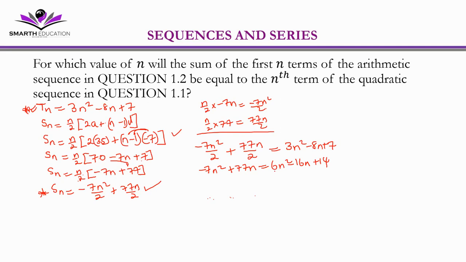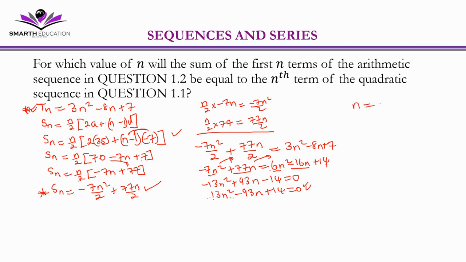Let's simplify this. Right, let's bring 6n squared to the left hand side. It becomes negative 7n squared minus 6n squared, which is negative 13n squared. And then 77n plus 16n is 93n. So it's positive 93. And then we bring 14 to the left hand side, becomes negative 14, is equal to 0. And then let's just divide everything by negative 1. So it's 13n squared minus 93n plus 14 is equal to 0. Or you could have moved these to the right. It was also going to give you this standard form straight away.